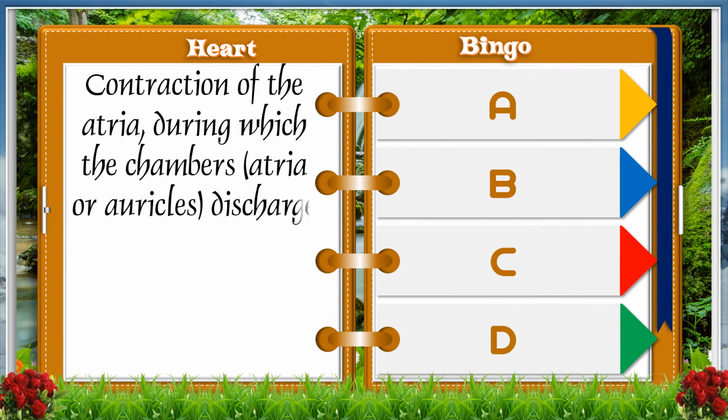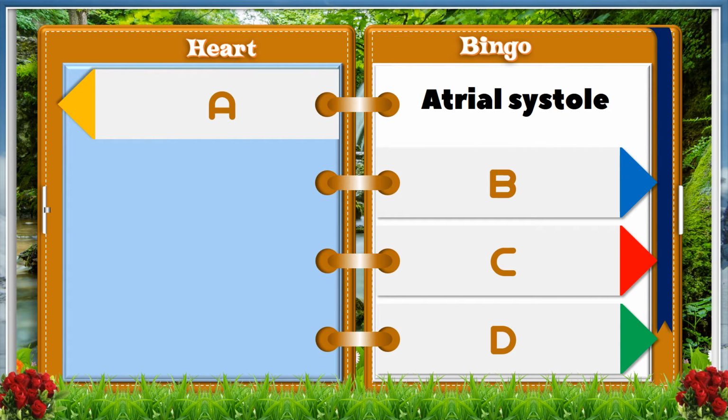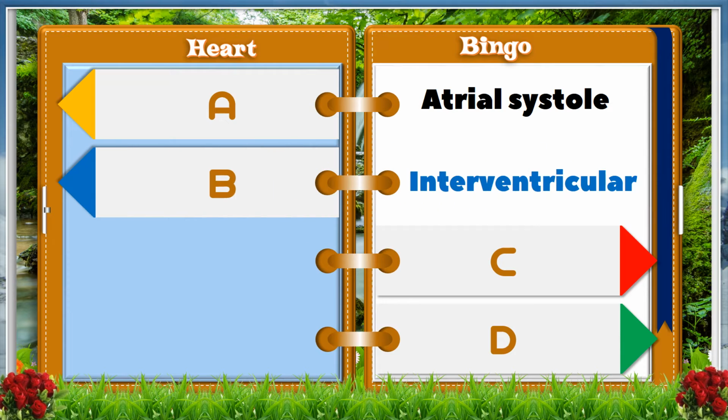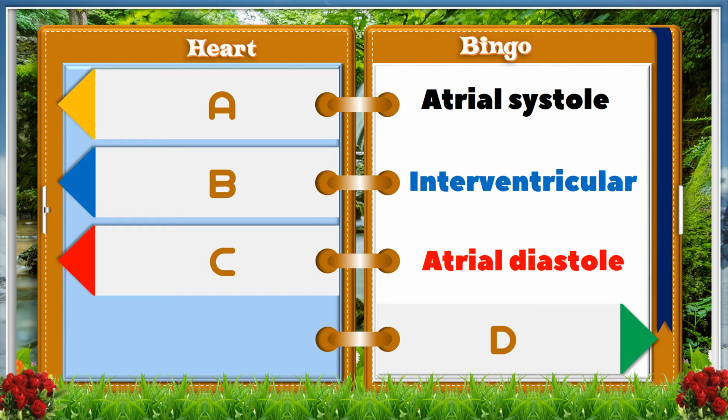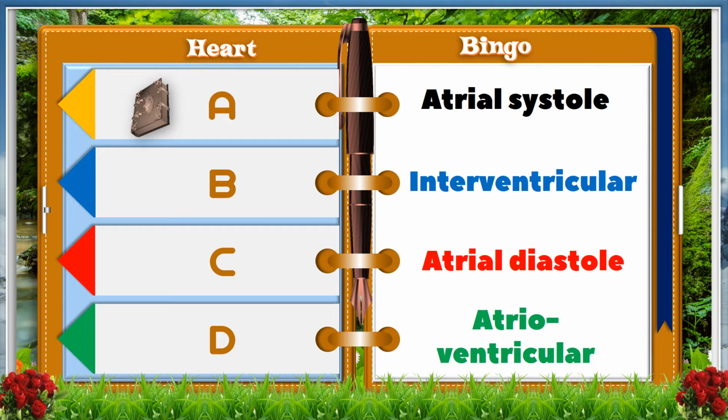Contraction of the atria, during which the chamber, that is the atria and auricles, discharge blood. This occurs in the heart during the cardiac cycle. A. Atriosystole. B. Interventricular. C. Atriodiastole. D. Atrio-ventricular. And the answer is A. Atriosystole.